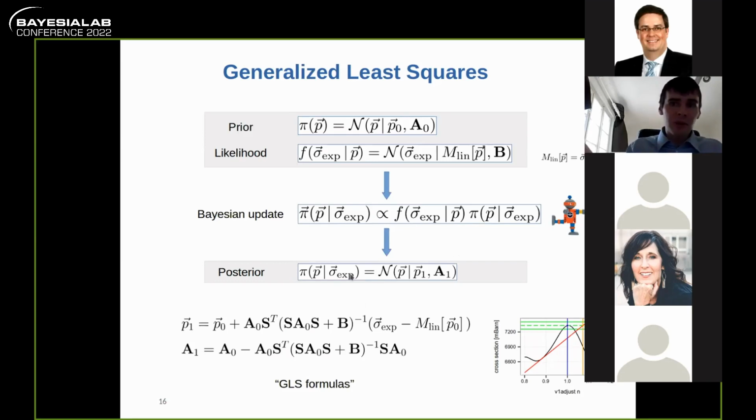And using the assumptions I've just mentioned, multivariate normal distributions plus a linear link between the parameters and the experimental data, we obtain a posterior that is another multivariate normal distribution, and we can calculate its center vector and the covariance matrix analytically. I will not talk more about this in detail, as this is the most mathematical slide in my presentation.